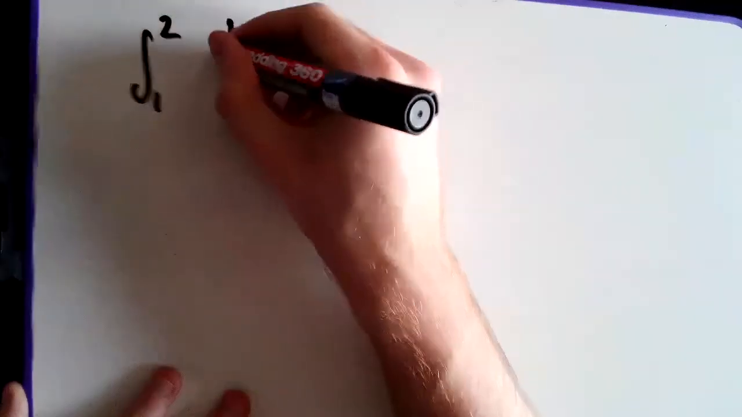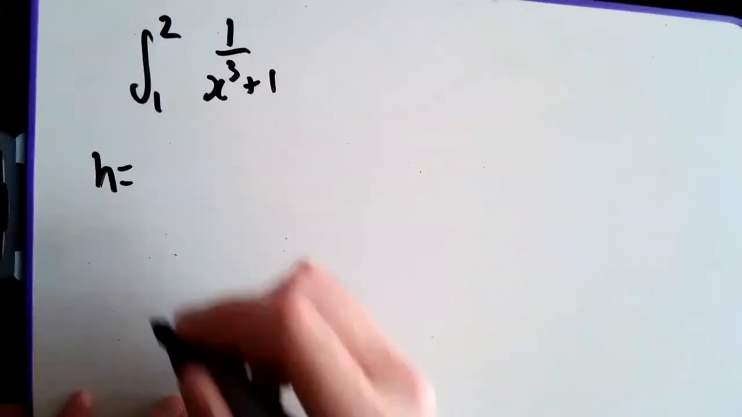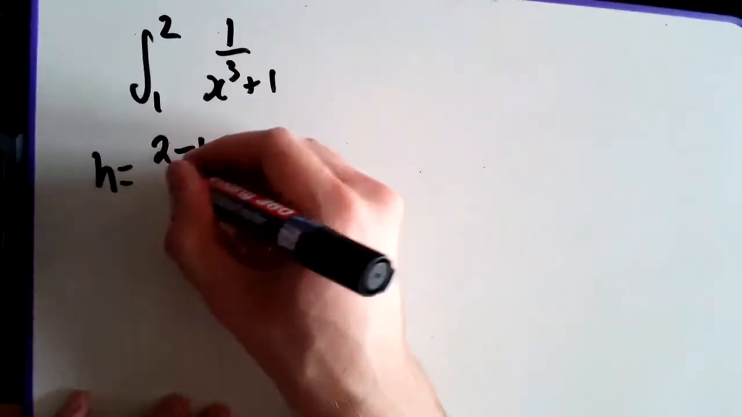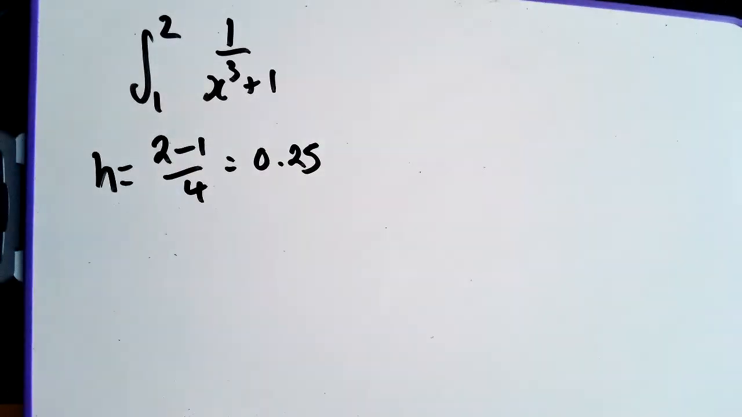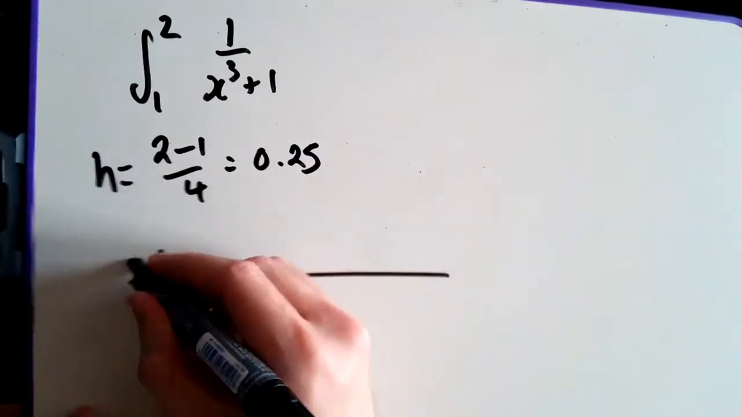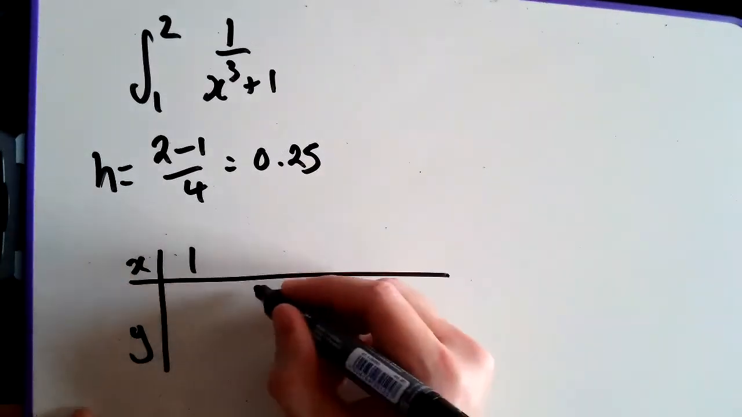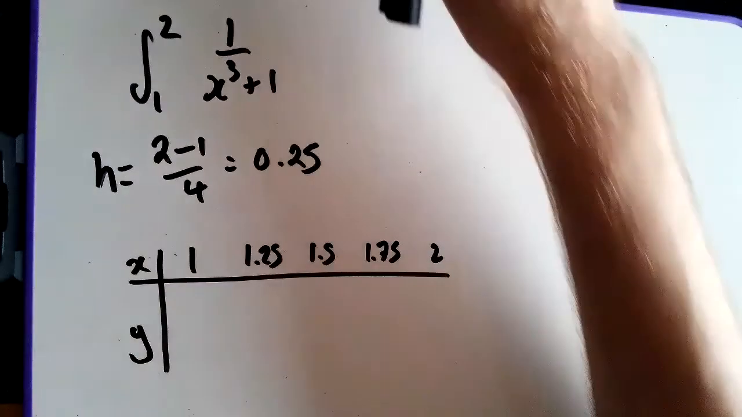Fourth one. So 4 rectangles of equal width. Find lower and upper bounds for the integral from 1 to 2 of 1 over x cubed plus 1. Okay, well, first we'll work out what the width of the rectangle is going to be. 2 take away 1 over 4, so that's 0.25. Now we need a table going up in 0.25s. So start at 1, so 1.25, 1.5, 1.75, 2.